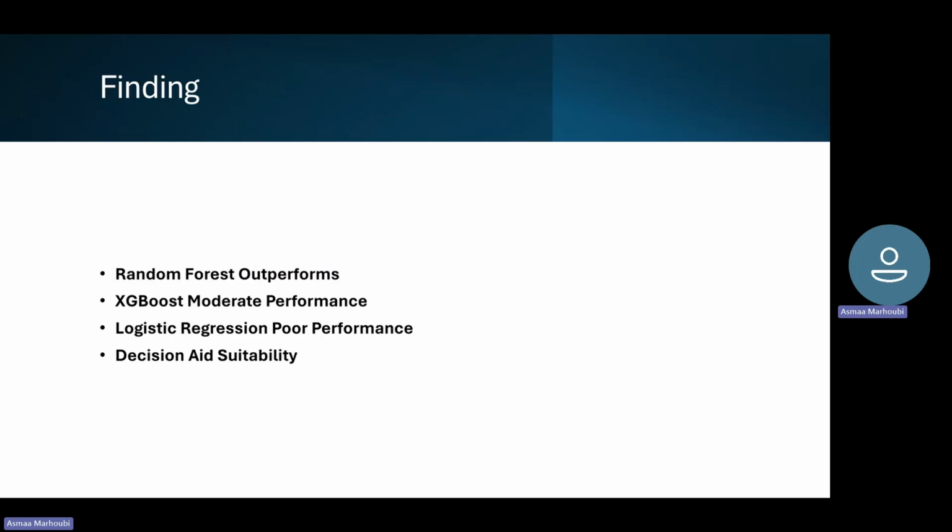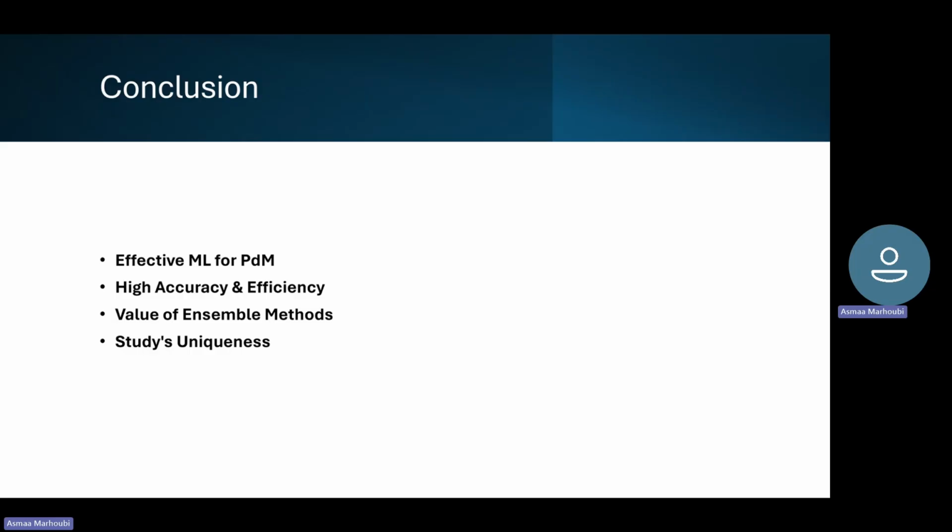0.532. Now, on decision aid suitability, ensemble-based models, particularly random forest, are highly suitable for predictive maintenance decision support due to their balance of accuracy and computational efficiency, as presented in the results.